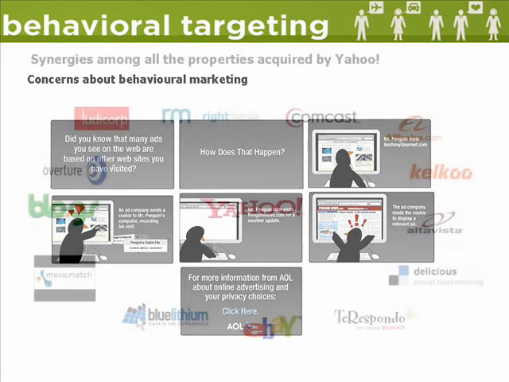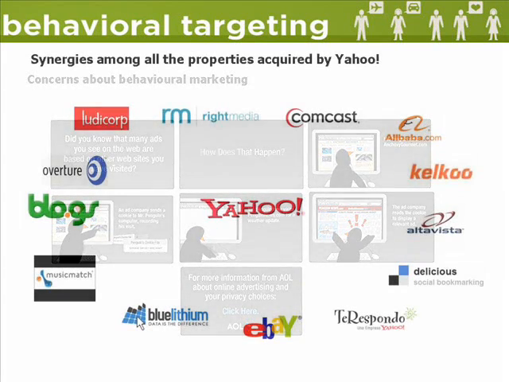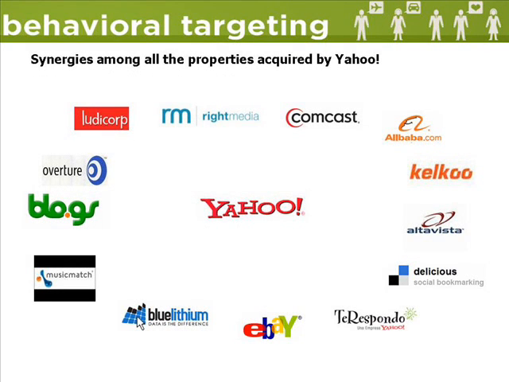Synergies among the properties Yahoo has acquired. Yahoo has invested in some companies which provide ad serving technology and analytics tools, like for example Takoda and Blue Lithium. At the same time, Yahoo owns companies which provide very relevant users' data, like for example Delicious or Flickr.